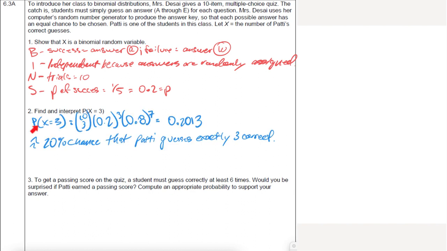So, what's the chance that Patty guesses exactly 3 right out of 10? So it's the probability that X equals 3. That's 10 choose 3. Here's our probability for success. It's 0.2 for each question. K number of successes, 3. Failure is 0.8, and there's 7 failures, right? That's N minus K. You do the math, or you plug it into binomial PDF on your calculator, and you get 0.2013. That means there's about a 20% chance that Patty guesses exactly 3 correct.